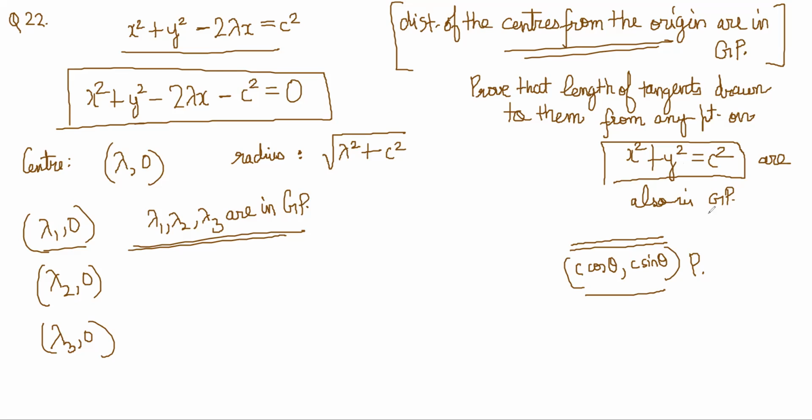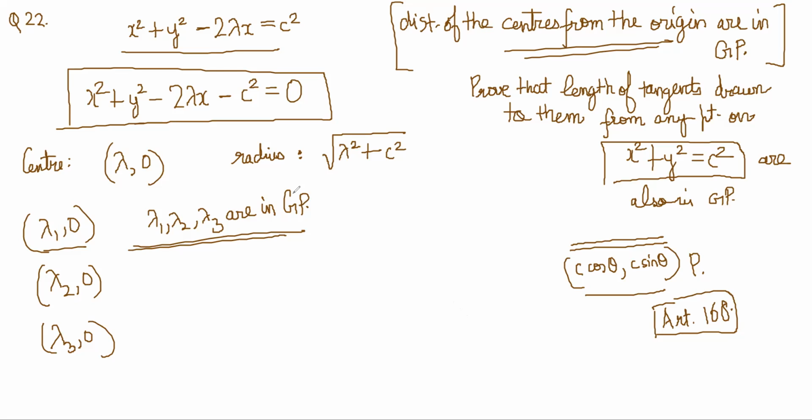Okay. I don't exactly remember the article, but open the book and see. Yeah, I can open the book. 168. Just a second. Okay. Oh, yeah. Right. We did this. Length of tangent from any point to any circle is just by substituting that point in that circle.